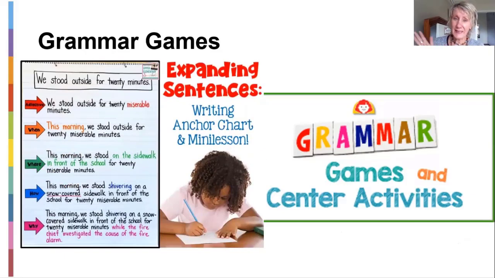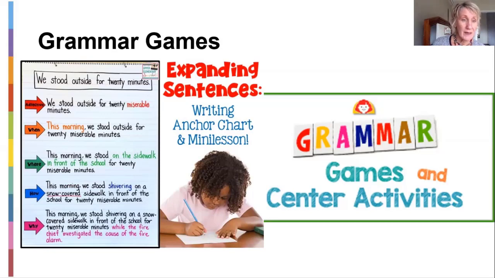I quite like this expanding sentence way you can do something. You've got a sentence, you can ask them to write any sentence, so it's 1, 2, 3, 4, 5, 6 words. We stood outside for 20 minutes. Okay, that's the sentence you give them, or they make up the end of the sentence. Then they've got to add in an adjective. We stood outside for 20 miserable minutes, so they've added the adjective.